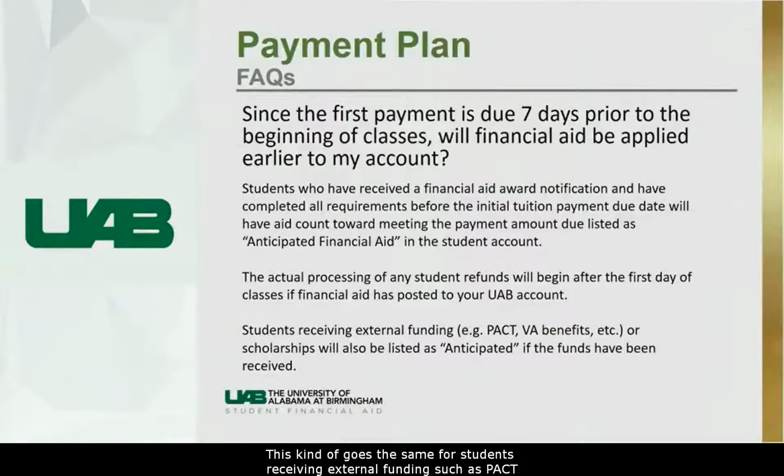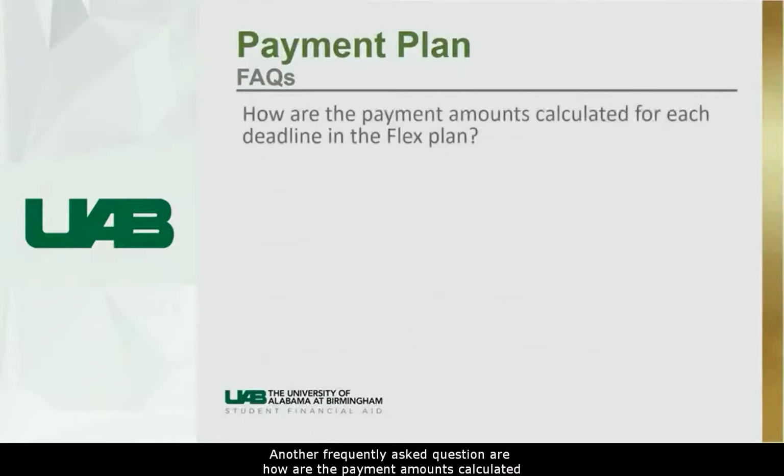This kind of goes the same for students receiving external funding, such as PACT or veterans benefits, or any scholarships that the university may have awarded. Those will all be listed as anticipated if the funds have been received and if you've cleared all the requirements for those as well.